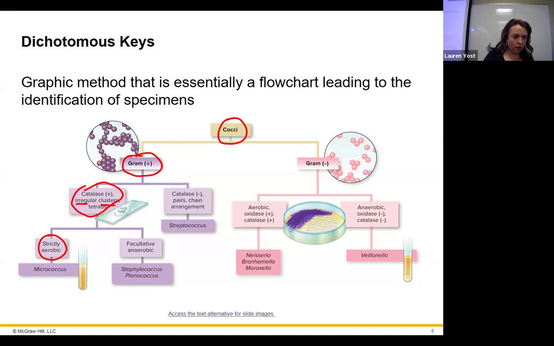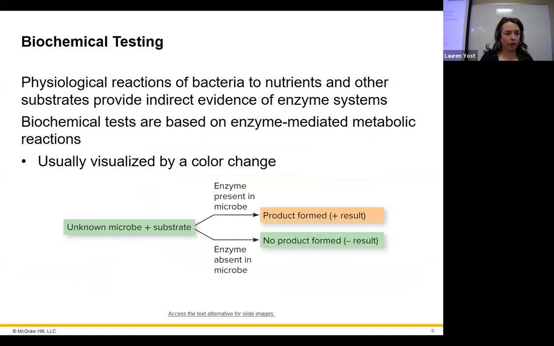So let's say you can ferment, you make acid on your mannitol salt agar, let's say, right? Then you are more likely to be a facultative anaerobe, and you're either going to be Staphylococcus or Planococcus, which I don't know what Planococcus is, but I guess that's our other genus option here. So more likely than not, it's going to end up being Staphylococcus of some kind. So depending on what other tests you may run, you may even be able to narrow it down to Staphylococcus aureus versus other Staphylococcus species. Anyways, that's how that dichotomous key works. You'll just follow it down based on your results for whatever tests you're looking at.